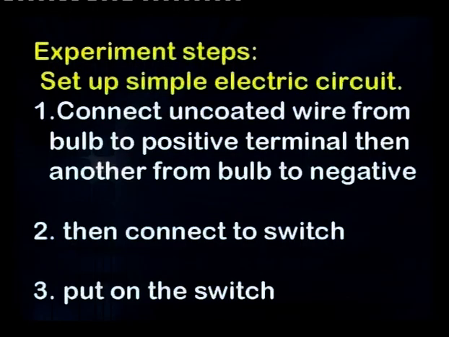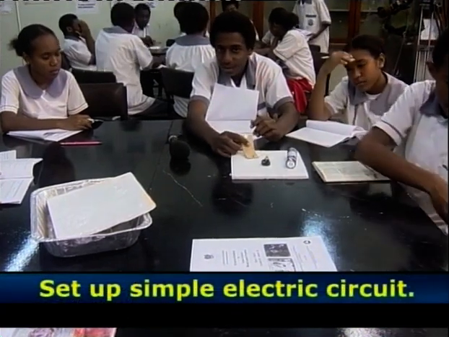Class, listen to your instructions. You will set up a simple electric circuit. Number 1, connect uncoated wire from bulb to positive terminal, then another from bulb to negative. All right? And then you connect to the switch and put on the switch. So set up a simple electric circuit. You may start now.